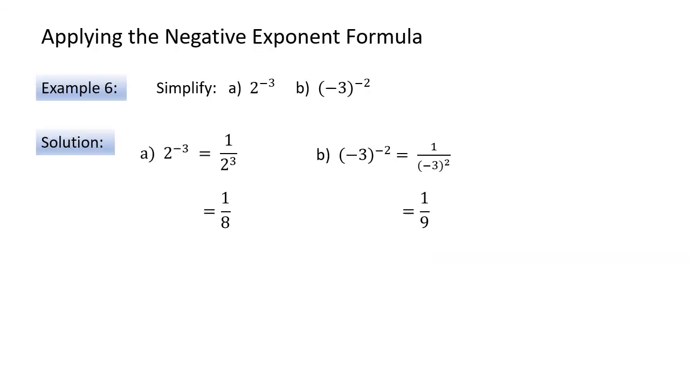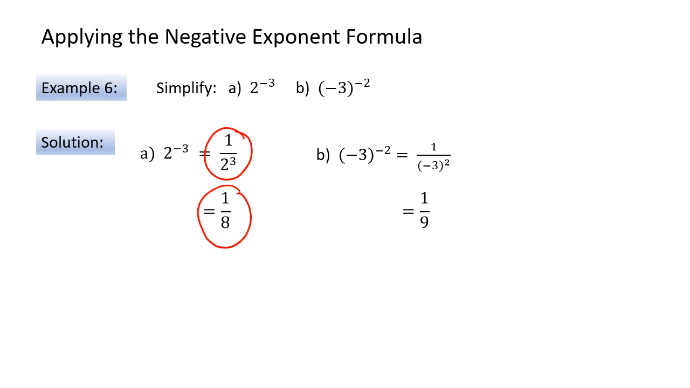So let's look at some last examples for this lesson. Let's show you two examples. Simplify 2 to the exponent negative 3, and then negative 3, all in brackets, to the exponent negative 2. So using that rule, we can write 2 to the exponent negative 3 as 1 divided by 2 to the exponent positive 3. Again, all we're doing is changing the sign of the exponent from negative to positive, which is the same as 1 divided by 8, because 2 times 2 times 2 is 8.